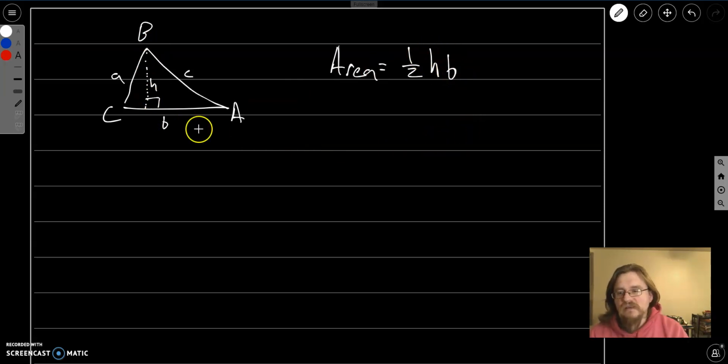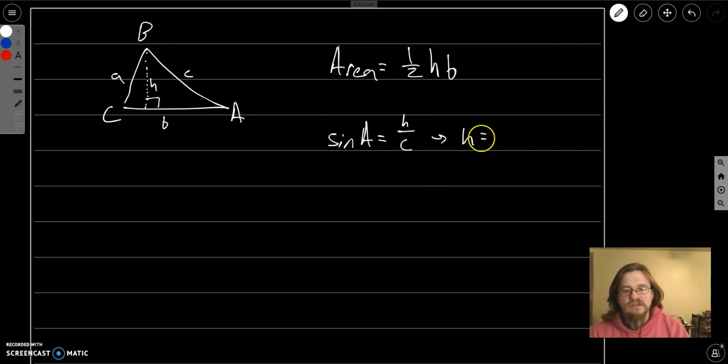Now the thing is that we can actually solve for h. Since we have this hidden little right triangle in here, I know what h is in terms of a. So let's do this step by step. We've got the sine of a going to be the opposite side of a, which is h, divided by the hypotenuse, which is c. So we know that h is going to be c times the sine of a. So I can plug that in there.